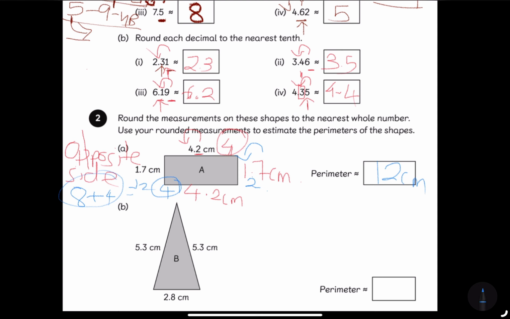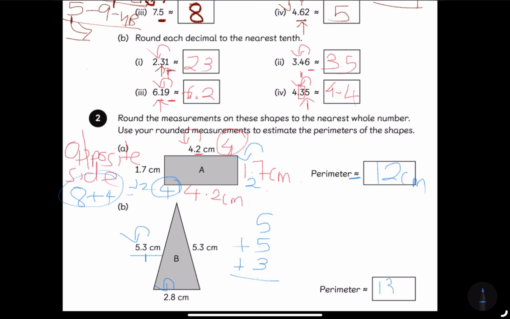Next is 5.3. I know that in my 5.3, my 3 is in the lower band. That's why I don't add anything. So 5 plus 5. Then 2.8, my 8 is in the higher band. Therefore, 2 plus 1 will become 3 plus 3. Therefore, I will have 5 plus 5 is 10 plus 3 is 13 centimeters.